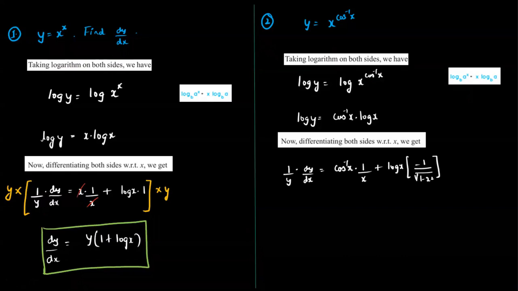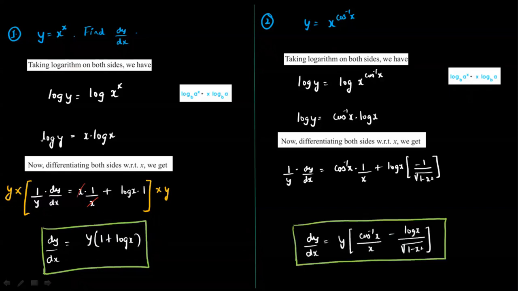And here again you can use the product rule. You can keep cos inverse of x as it is. The differential of log x is 1 divided by x. And you keep the log x as it is. Differential of cos inverse of x is negative 1 divided by square root of 1 minus x squared. Now you have to transfer y onto the right hand side in order to get dy by dx. Right? When I do that, I should be getting y multiplied by cos inverse of x divided by x, and here the negative sign is multiplied, so it is going to be negative log x divided by square root of 1 minus x squared. So this is how you solve.